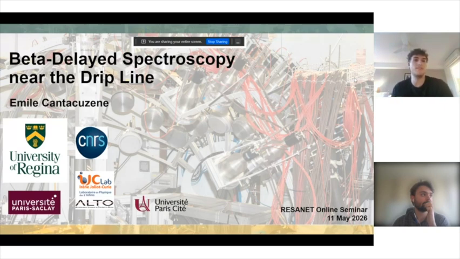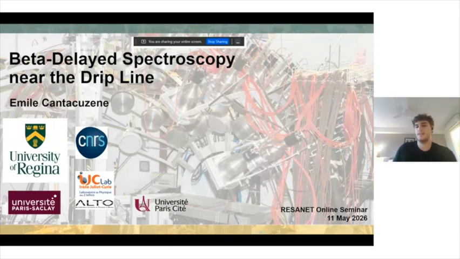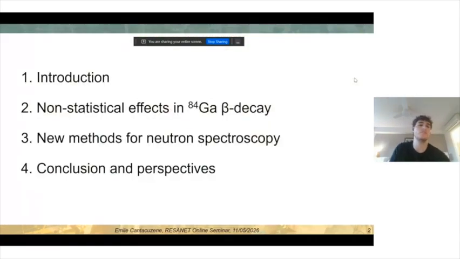So yeah, my name is Emile Cantacuzène, and I'm gonna talk about beta-delayed spectroscopy near the drip line today. So the outline is the following. First, I'll give you an introduction of beta-decay, beta-delayed particle emission, and especially neutron emission, because this is where most of my work has been conducted.